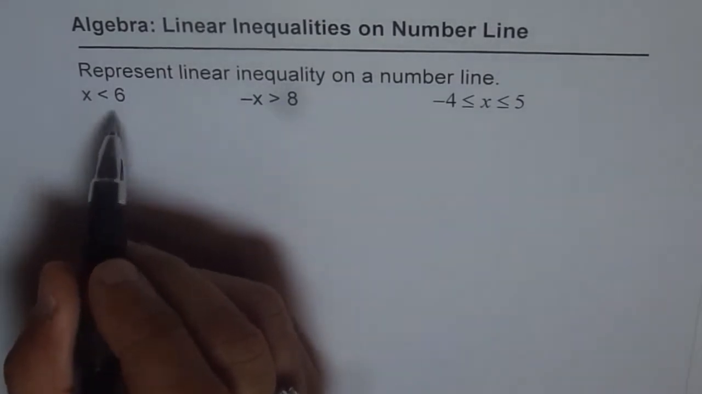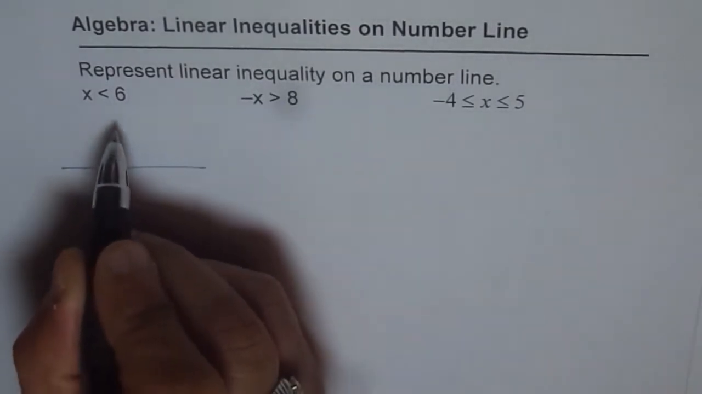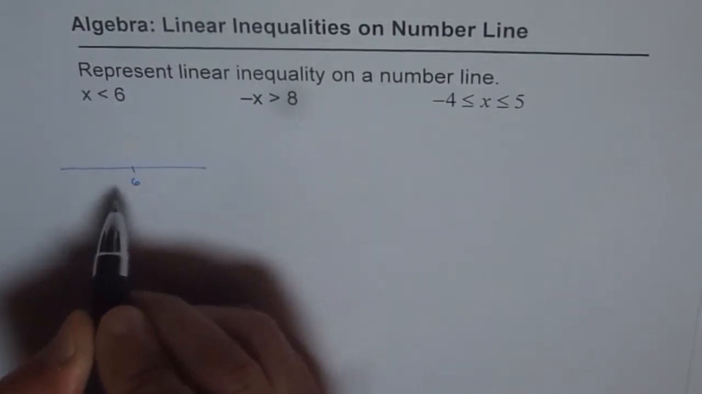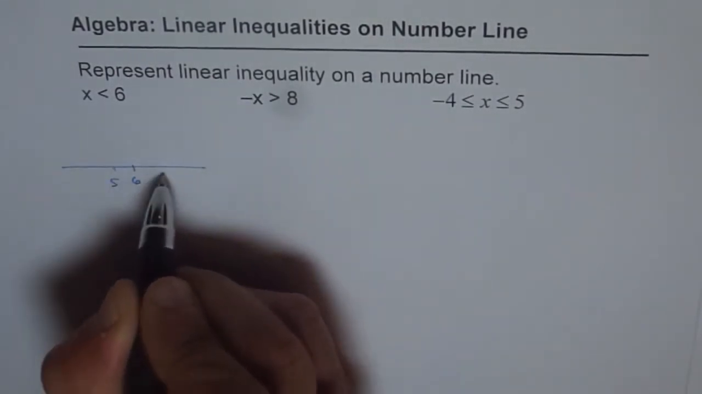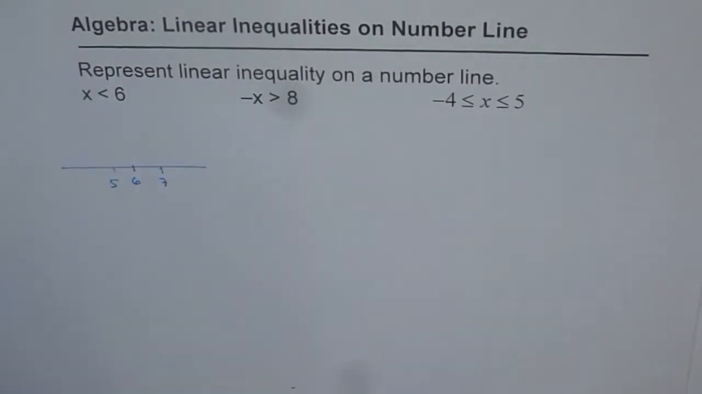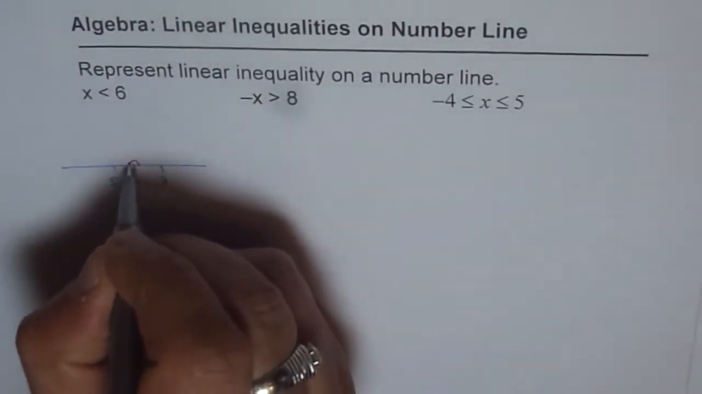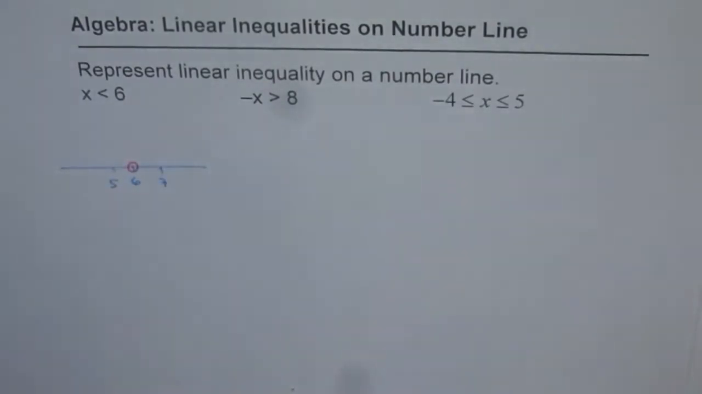X less than 6. So draw a number line, and 6 is a critical number. Mark 6. And numbers on the side of 6 are 5 and 7. 5, 6, 7. When we say x is less than 6, that means 6 is not included. So make a hole here or an open dot.